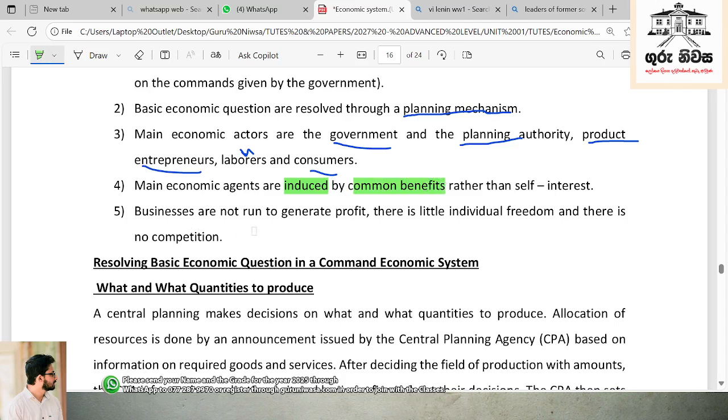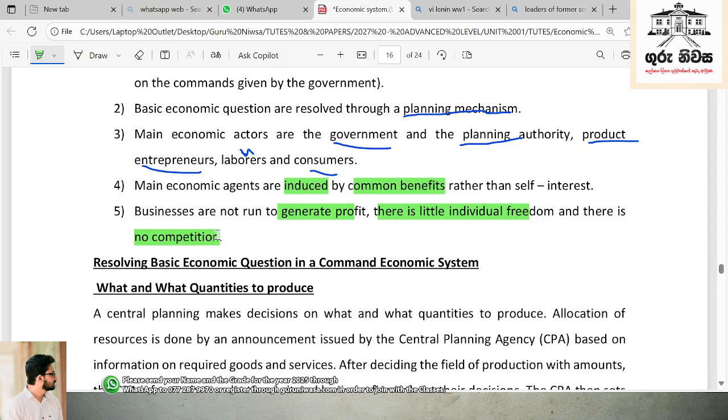Then businesses are not run to generate profit. There is little individual freedom, and there is no competition. Only government organizations, government monopolies. A monopoly means the industry is dominated by one firm. Here, only one government firm, like Sri Lankan Railway. These are the main characteristics of a planned economic system.